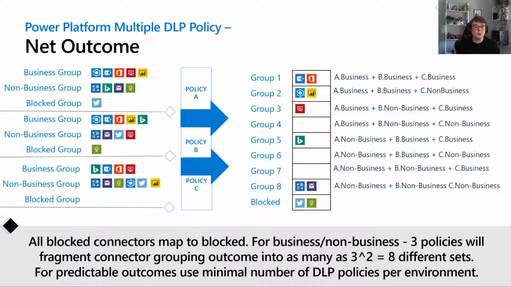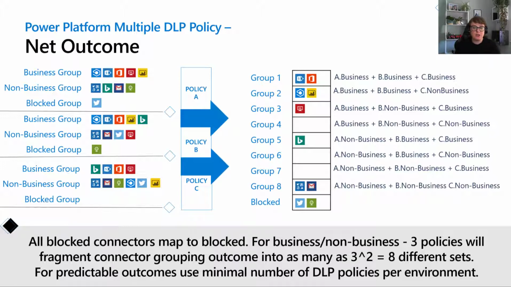So a lot of the connector combinations that you may have put in policy A, where SharePoint and Power BI can be used together, are then restricted by other policies, and it fragments the connectors that can be used together in one application. So an app or flow can only use connectors from these individual groups at any given time and not mix connectors across the 8 different groups.